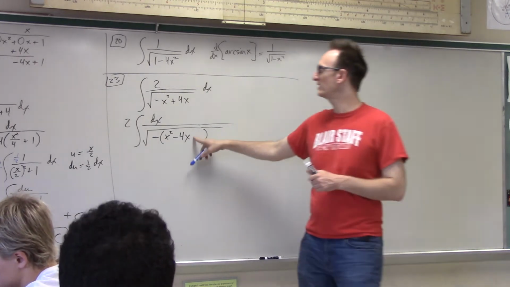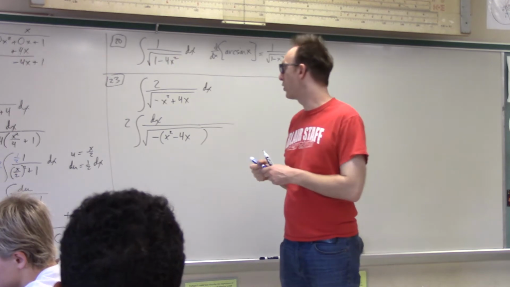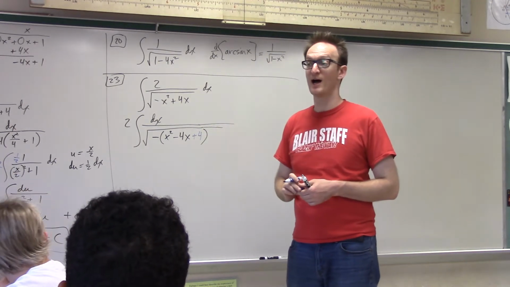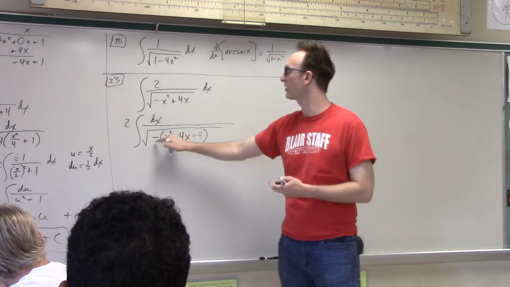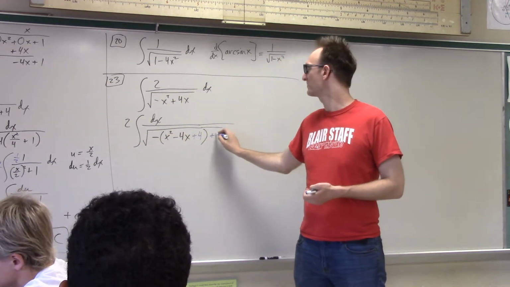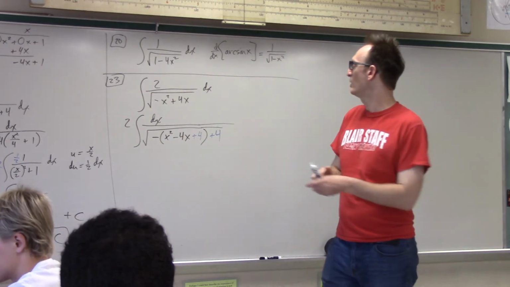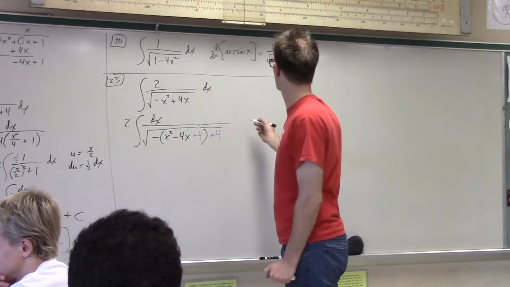Okay, what number goes here? 4. What have I just done? I've just subtracted 4, so I must add 4 back in order to make it be correct. Okay, so then what's going on here then?